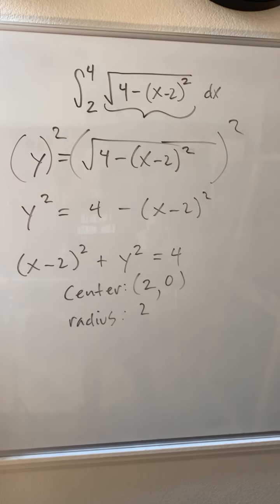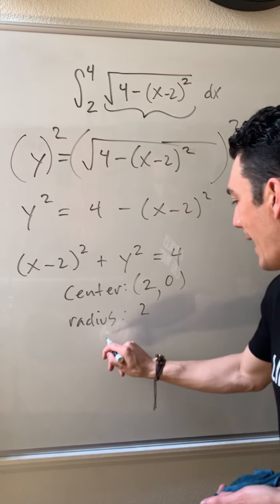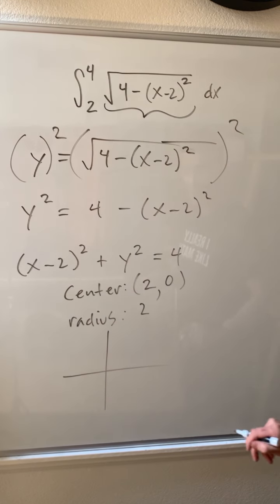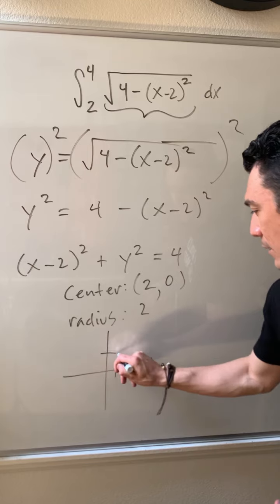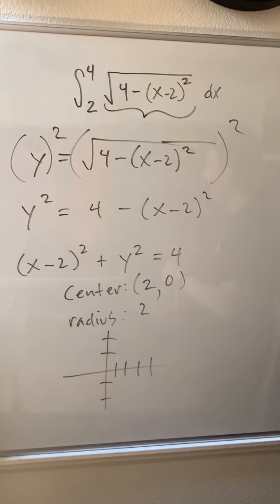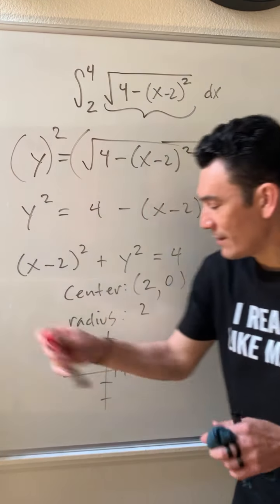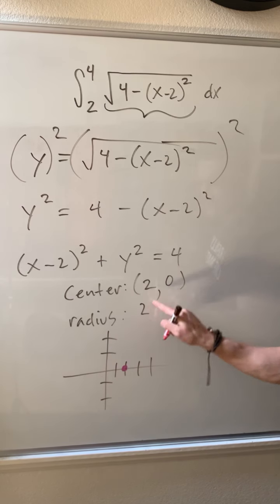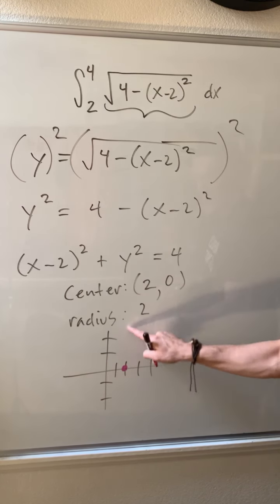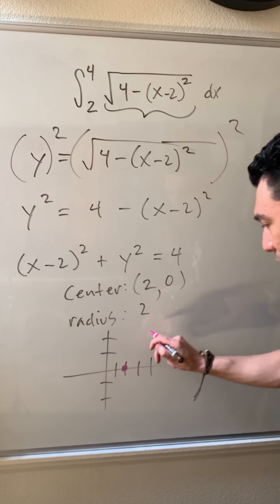Well, let's see, maybe we can just plot this real quick on the XY axis, like that. And then let's just go 4 spaces. Let's go 2 spaces. So where exactly is the center of this circle? This circle would be centered at (2, 0), right? That's the center. And then the radius is 2. So go up, down, left, and right 2 spaces.